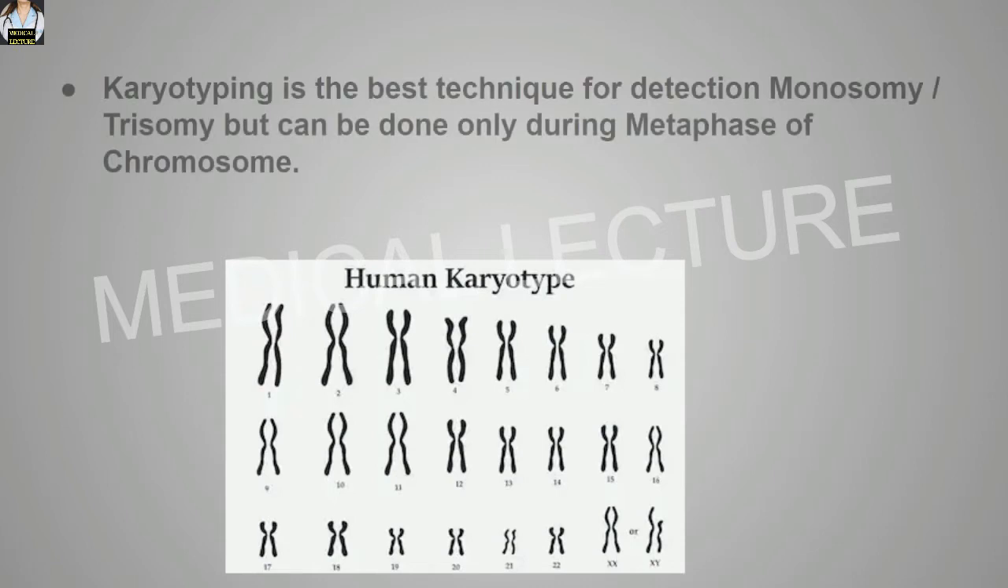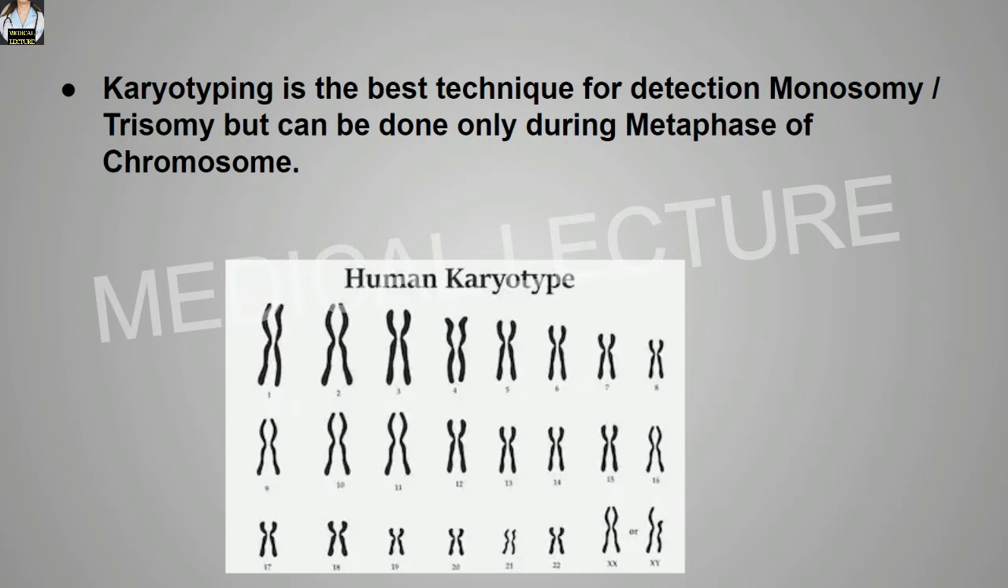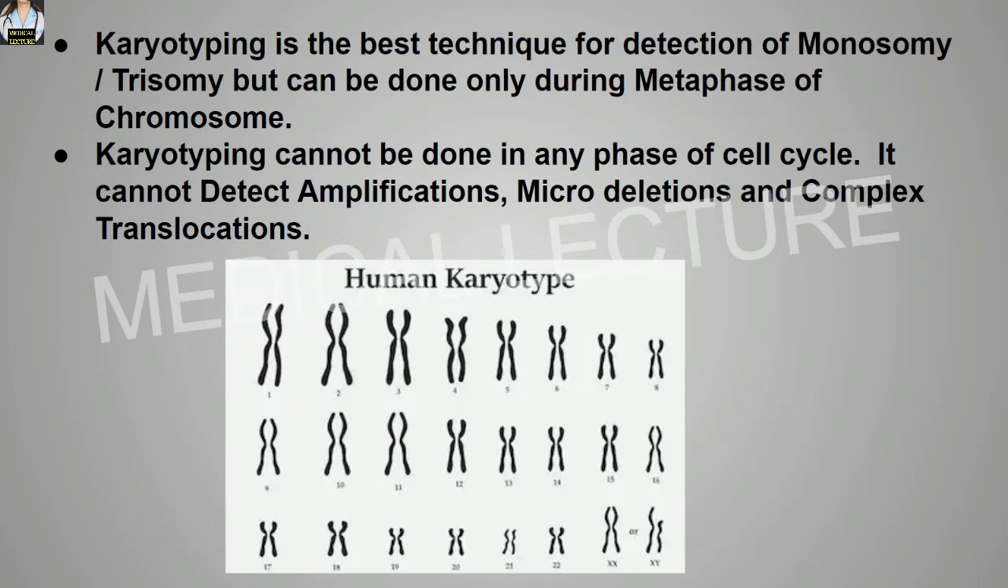So karyotyping is the best technique for detection of monosomy or trisomy, but can be done only during the metaphase of the chromosomes. Karyotyping cannot be done in any phase of the cell cycle. It cannot detect amplifications, microdeletions, and complex translocations, but it can only determine the chromosome complement of an individual, including the number of chromosomes and any abnormalities in the chromosomes.